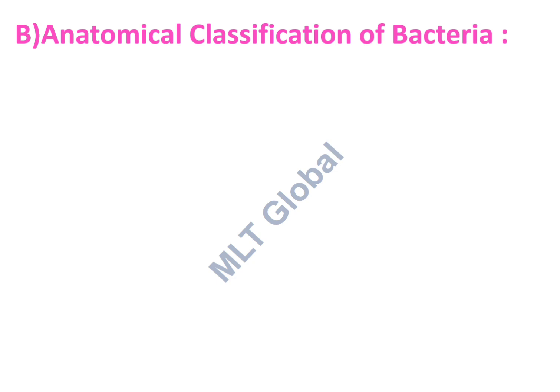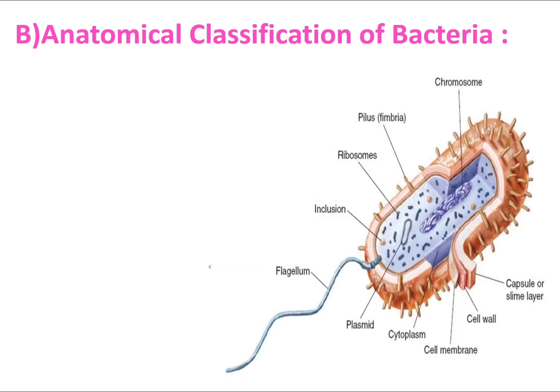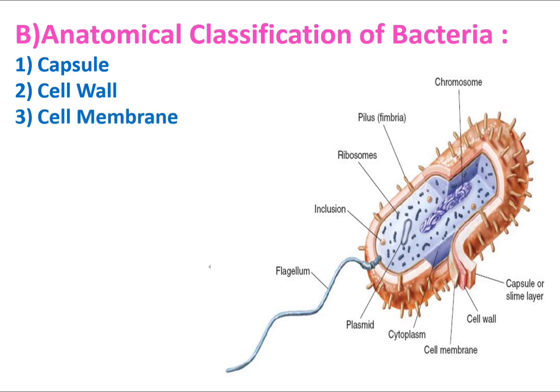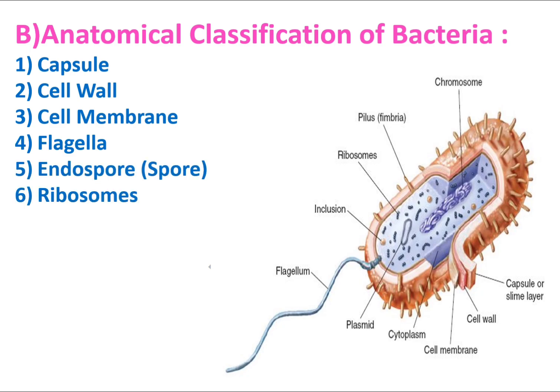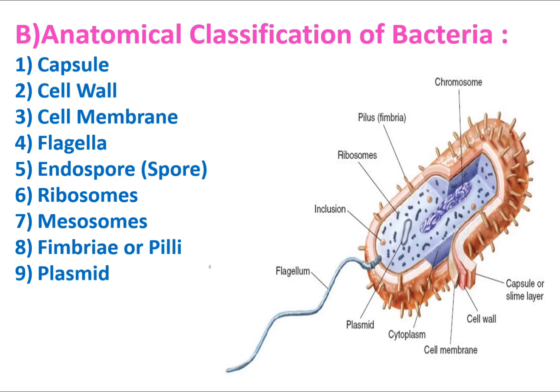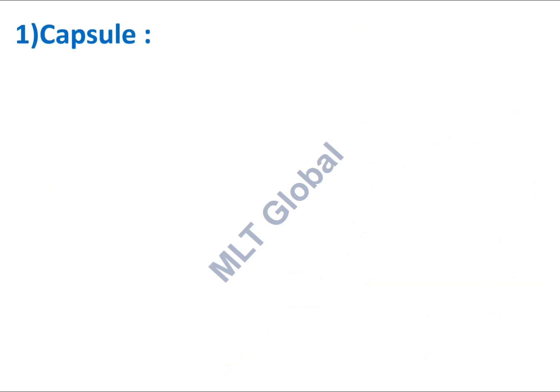Anatomical classification of bacteria. Classification bases on capsule, cell wall, cell membrane, flagella, endospore or spore, ribosomes, mesosomes, fimbriae or pili, plasmid, chromosome. Capsule.